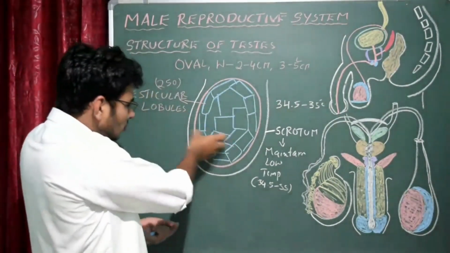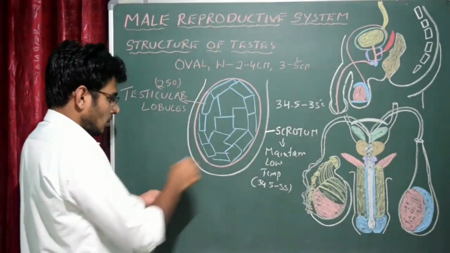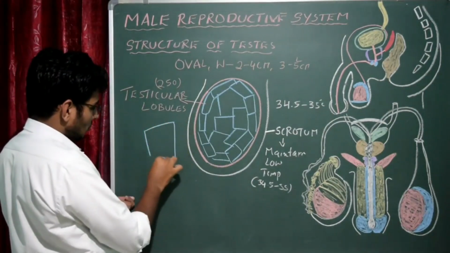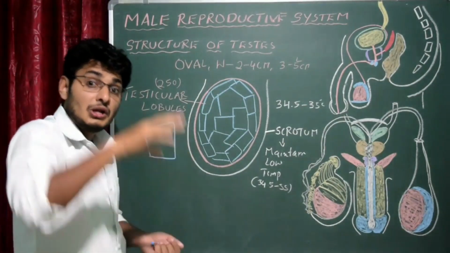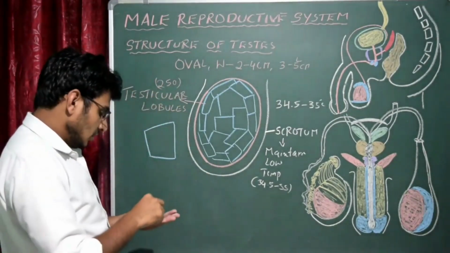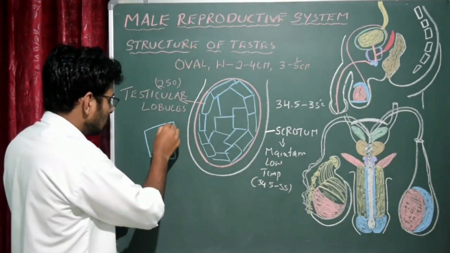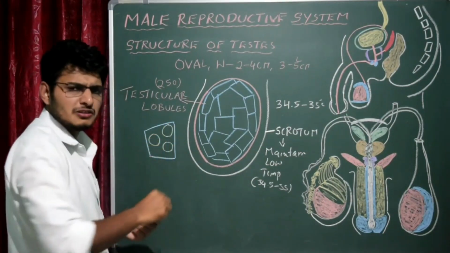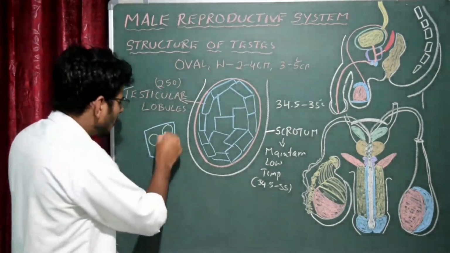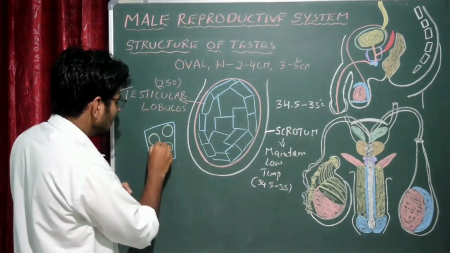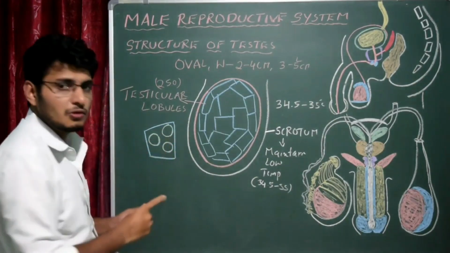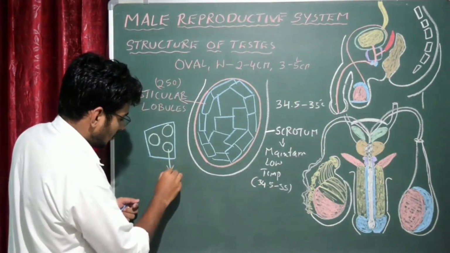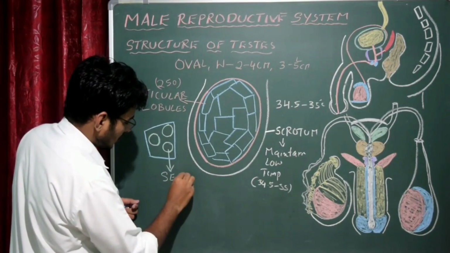Now I am going to remove one testicular lobule outside. I have used blue color, so I am going to use the same blue color here. So this is one testicular lobule. Within each testicular lobule you could see circular structures. These are all highly coiled structures, which look circular, and these highly coiled structures present within one testicular lobule are called seminiferous tubules.